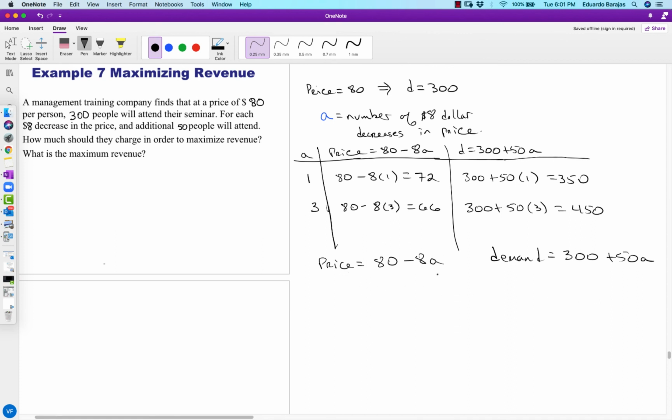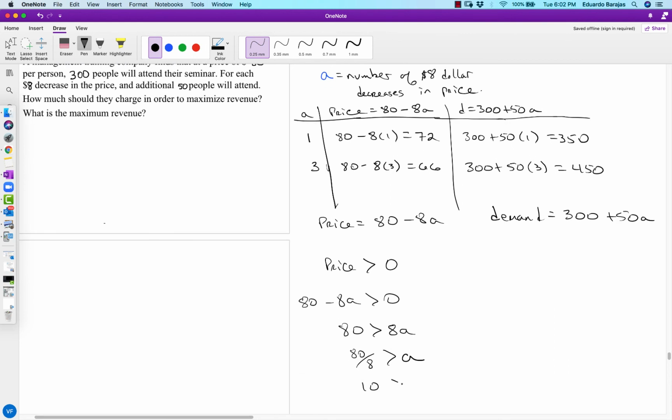Now the price has to be positive, so price has to be greater than 0. And so we get 80 minus 8A must be greater than 0, which means that 80 is strictly greater than 8A, which means that 80 divided by 8 is strictly greater than A. So 10 strictly greater than A. So A must be less than 10.